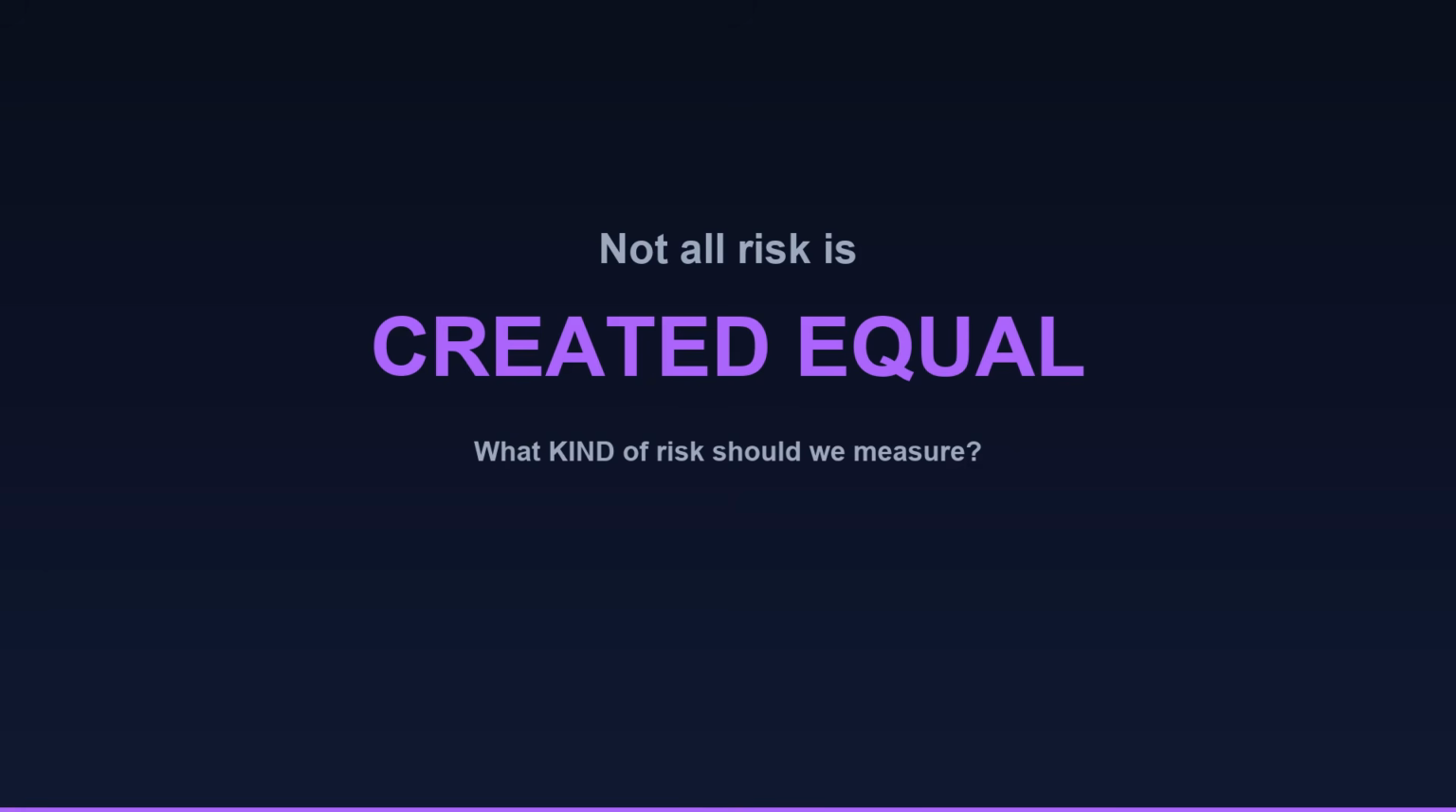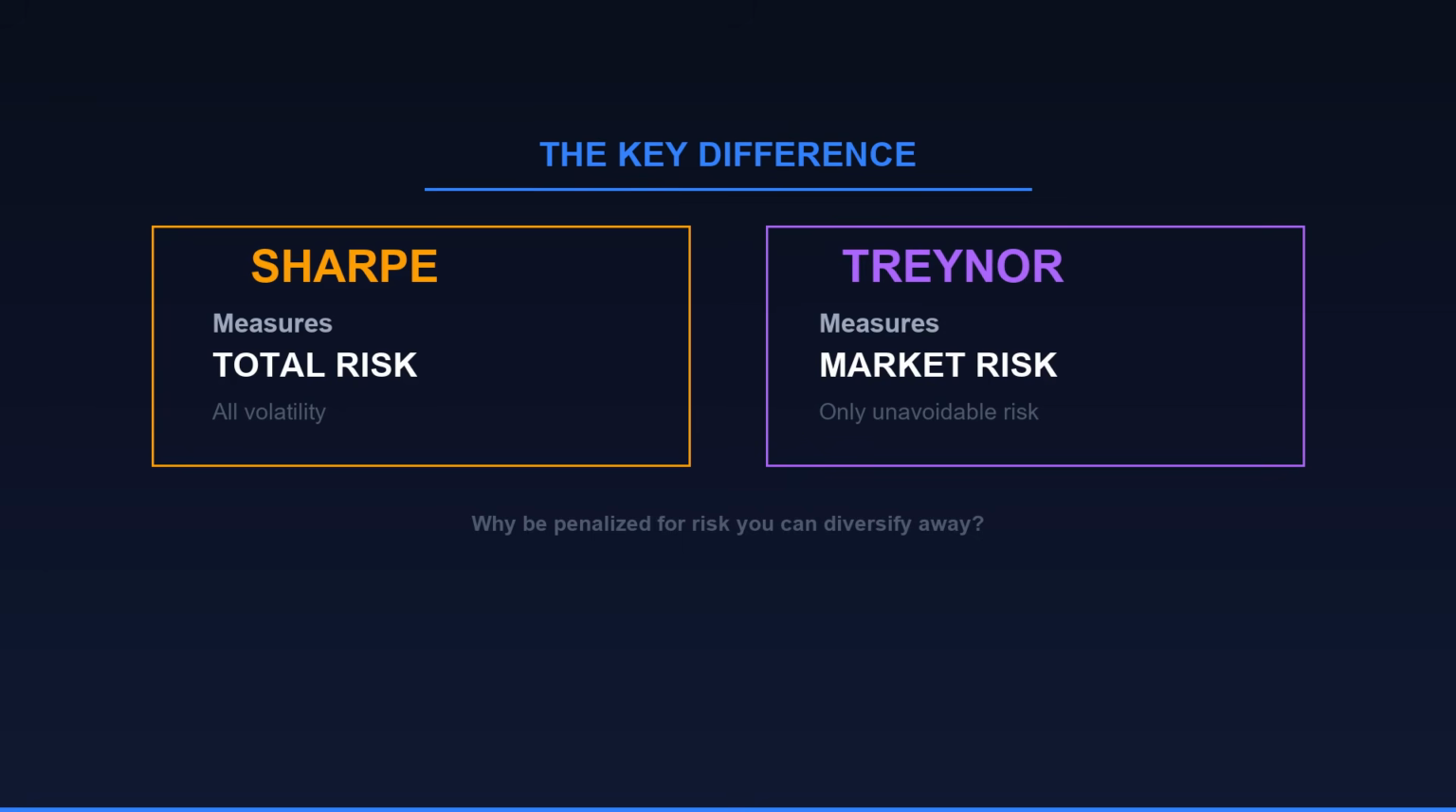We're always looking at an investment's return, right? But how do we accurately measure the risk we took to get that return? And maybe even more importantly, what kind of risk should we even be measuring in the first place? And this brings us to a really crucial distinction between two famous performance metrics. And it all hinges on how they define risk.